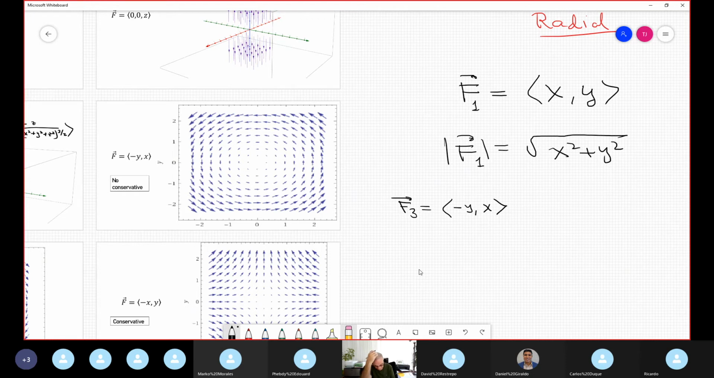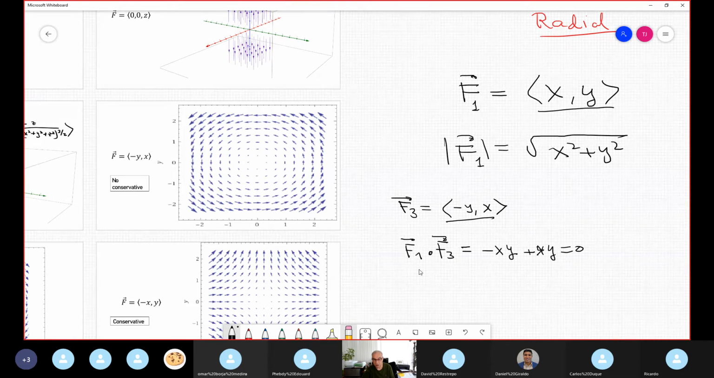However, I try to understand a little bit. Suppose that you are doing the dot product between this vector field 1 is this. Dot product vector field 3 is this. So we're doing dot product. Remember, dot product is multiplication of the components. No? The first component is minus xy, multiplication this times this, and plus xy. So because it is 0, wow. Therefore, they are orthogonal.